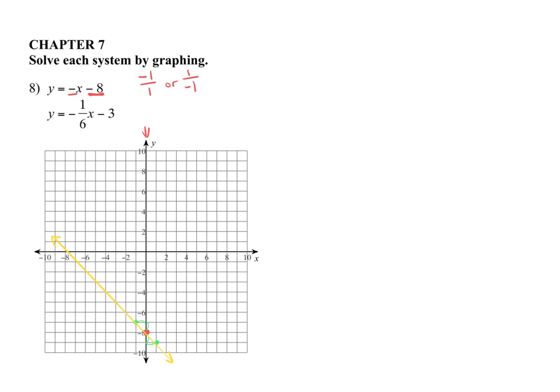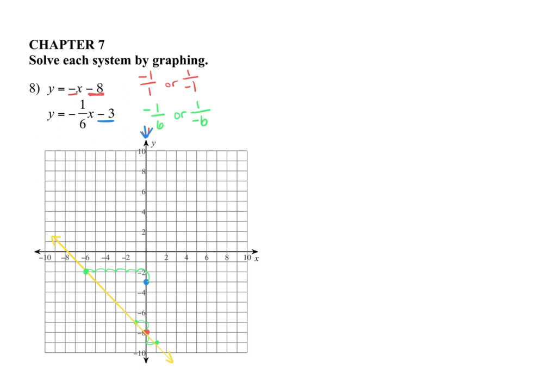I'm going to do the same thing with the second line. So the second line starts at negative 3. Remember, always on the y-axis. And then my movement here is negative 1/6, which is negative 1 over positive 6, or positive 1 over negative 6. Both of those are fine. So positive 1 over negative 6 would tell me to go up 1 and left 6. 1, 2, 3, 4, 5, and 6. And you can see that they cross right there at that point.